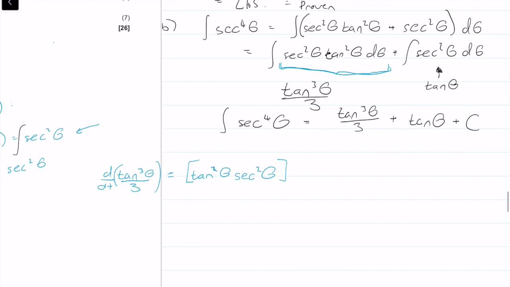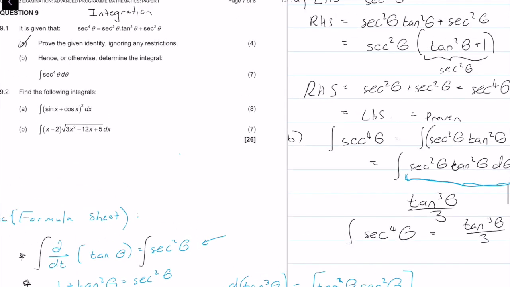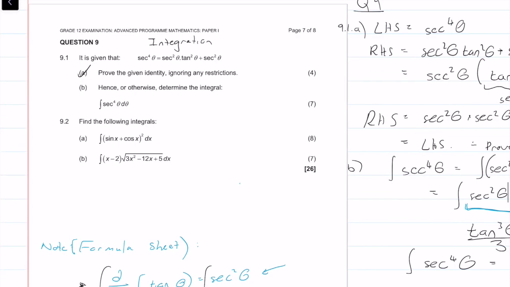Just to reiterate what we did here, we saw that the derivative of tan theta is equal to sec squared theta. So if we have tan cubed theta, the derivative is equal to 3 tan squared theta, and then from the chain rule, we look at the derivative of tan theta, which is sec squared theta, and that gives us what we need. That's how we got that, and you can see why it's worth 7 marks, because there was a decent amount of work that needed to go into that.